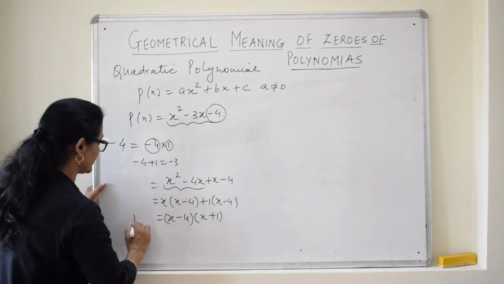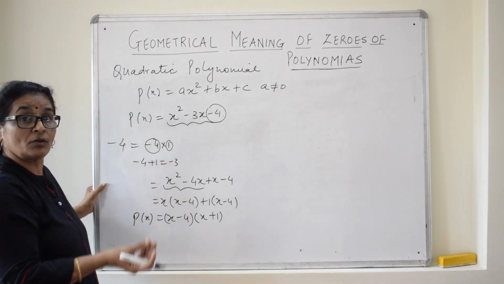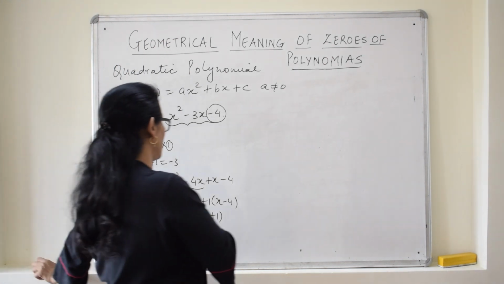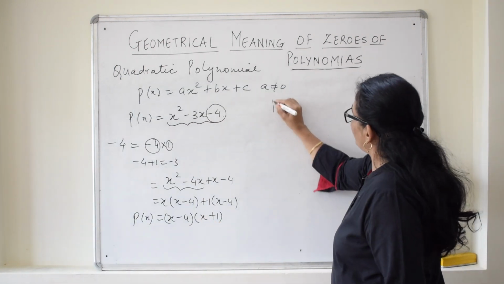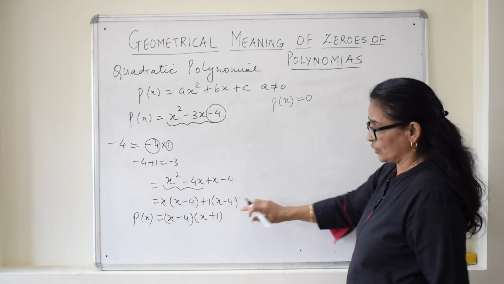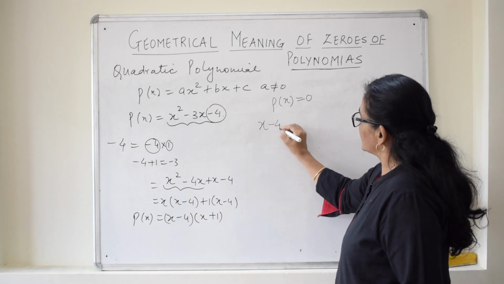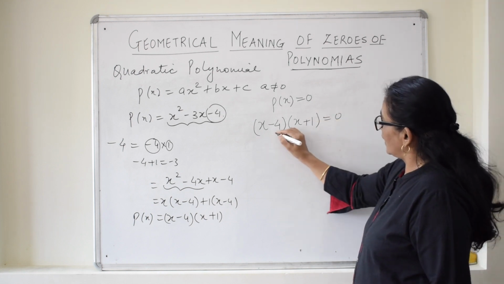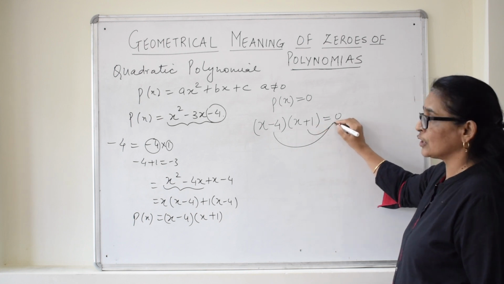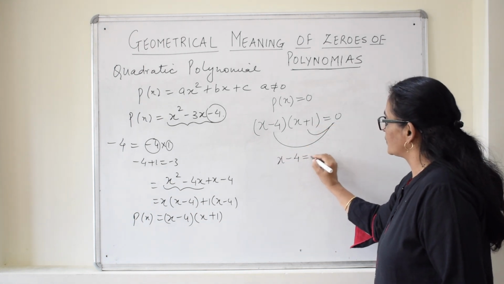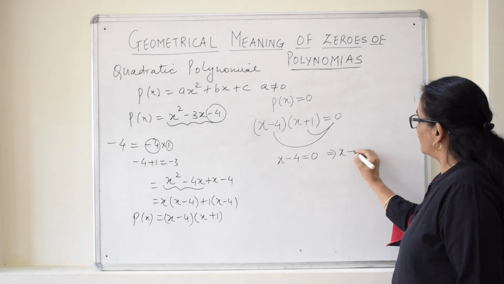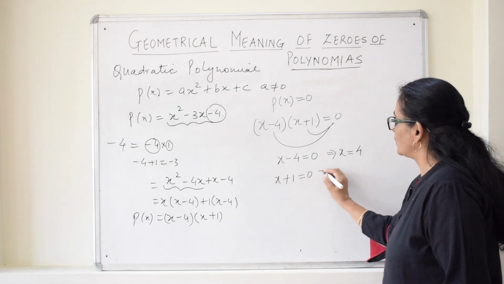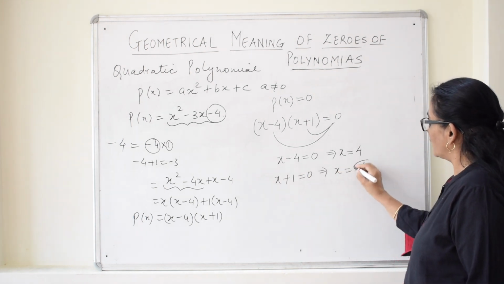So algebraically what we have seen, there are two factors, and if we want to find out the zeros of this quadratic polynomial, again we have to represent this polynomial as its polynomial equation. So if we write p of x is equal to 0, it means that x minus 4 into x plus 1 is equal to 0. Then either this is equal to 0 or this is equal to 0. So first case, x minus 4 is equal to 0 will give us x is equal to 4. And secondly, x plus 1 is equal to 0 will give x is equal to minus 1.